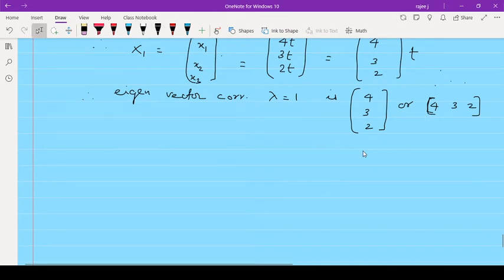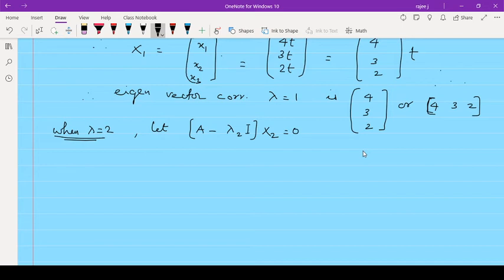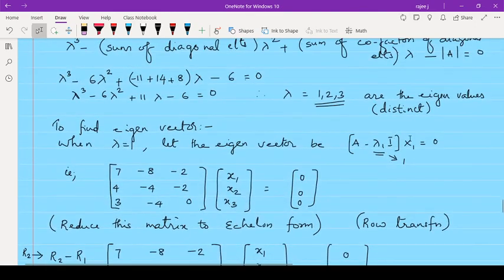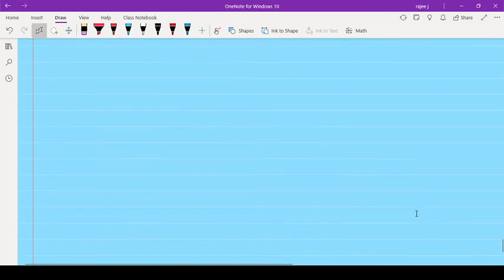Now lambda is equal to 2. When lambda is equal to 2, you need to do the same process. Again the first equation, A minus lambda 2 into I, into x2 is equal to 0. You can keep it as A minus 2I into x1, or simply keep x. It is not necessary to always keep x1, x2, x3. Here x1 you have taken, so you can give this as x only. In the three cases, the equation will be different only, so no issue in that.